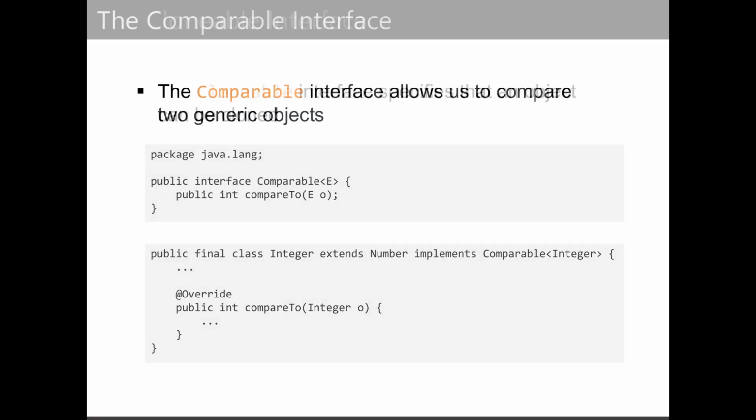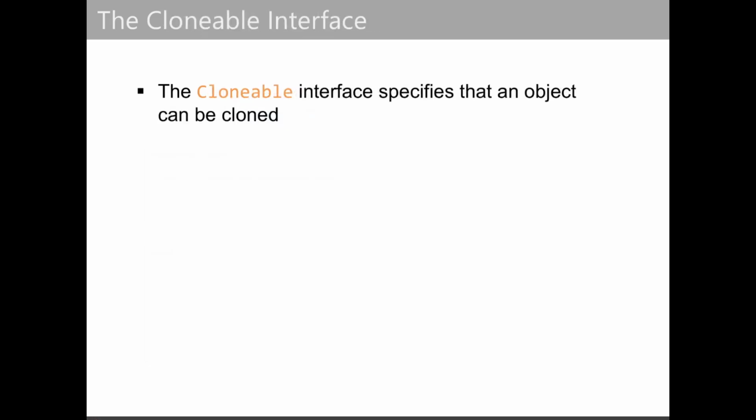Another interesting type of built-in interface to Java is called the Cloneable interface. And this is used to specify that an object can be cloned. The most interesting part about it is that you'll notice it's empty. That's not a mistake. That's not an error. I'm not leaving out code here. There's nothing inside of the interface.